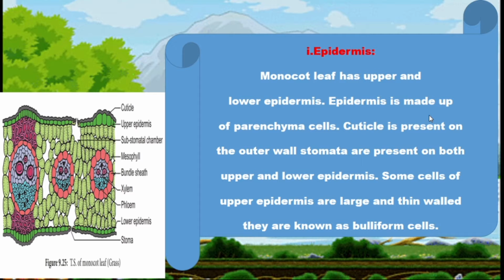The cuticle is present on the outer layer, with the stomata. This is the stomata, and this we call the cuticle. It is present on both sides, upper epidermis and lower epidermis. In between the upper epidermis and lower epidermis, the mesophyll is present. The epidermis present at the top we call the upper epidermis. The epidermis present in the lower part of the leaf we call the lower epidermis.